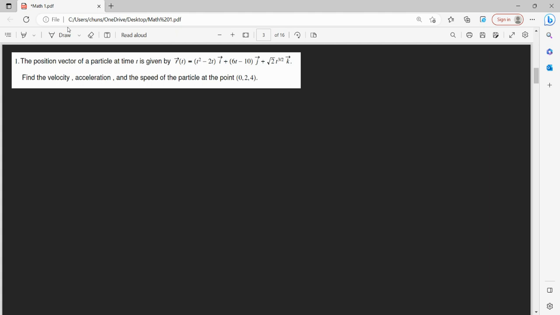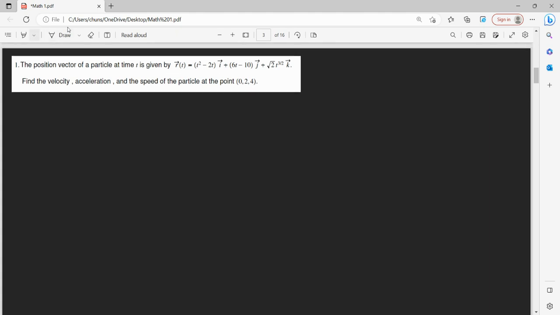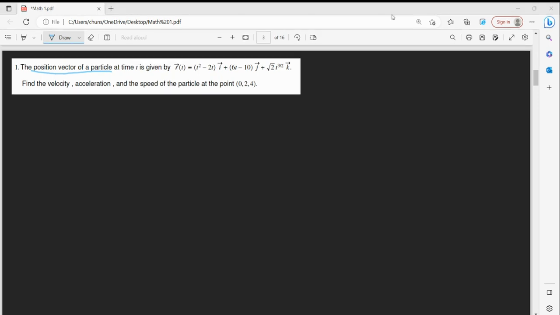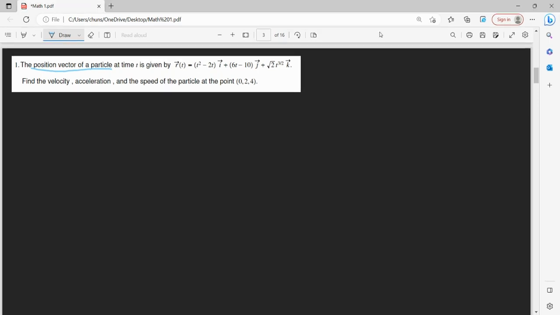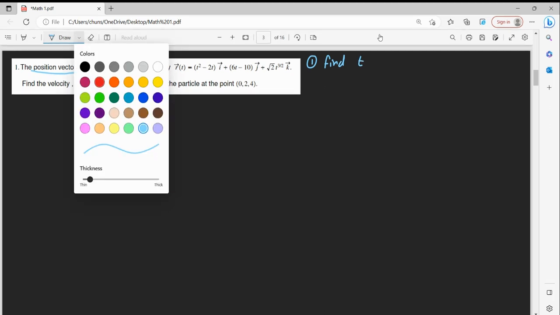So we have a position vector. Here we go. Got a position vector of a particle given by this equation here. And we want to find velocity, acceleration, and speed at point 0, 2, 4. So first things first, we aren't really given a value for t. So we are given a point, but we don't actually have an explicit value for t. So that means our first step is to find t. So I'm going to write this out.